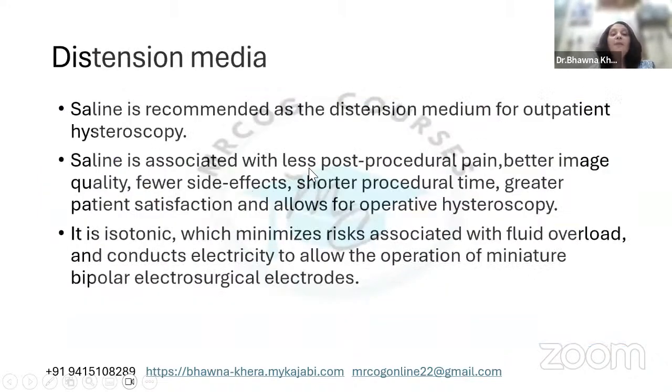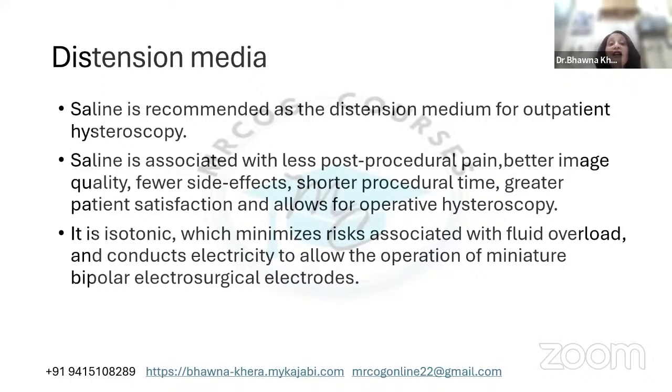Now coming to the distension media. Saline is recommended as the distension medium for outpatient hysteroscopy. Saline is associated with less post-procedural pain, better image quality, fewer side effects, shorter procedural time, greater patient satisfaction, and allows for operative hysteroscopy. Because it is isotonic, it minimizes the risk associated with fluid overload.